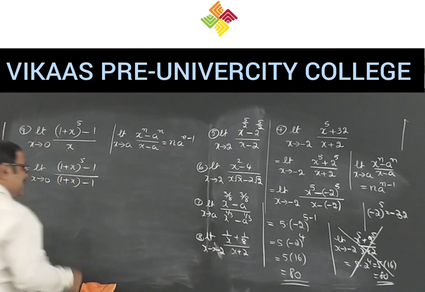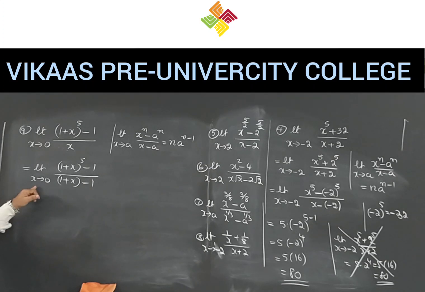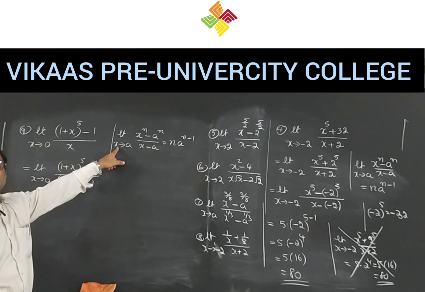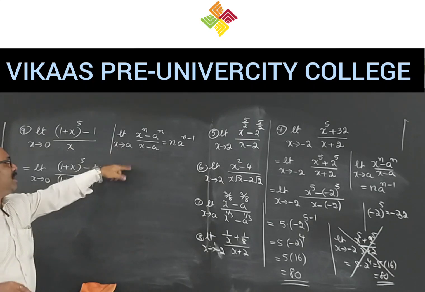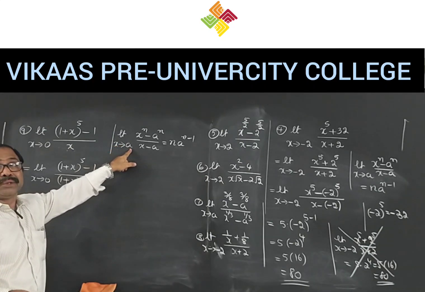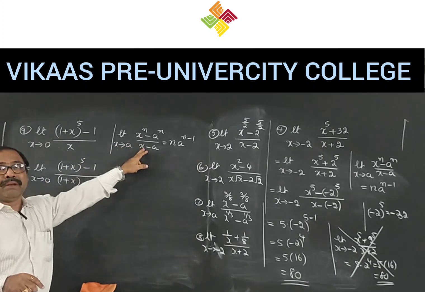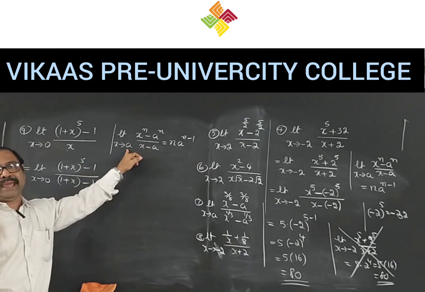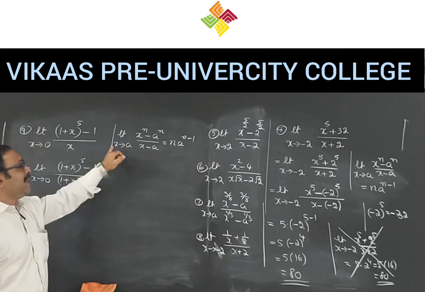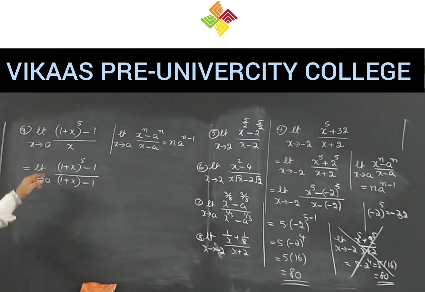Now once again, don't be in a hurry, don't go and apply that result hurriedly. You read this result. The limiting value is important. Observe the limiting value. What is the limiting value? Here x tending to 0. Therefore, remember this point. This result is applicable for x tending to a, but it is not applicable for x tending to 0. So you have to change the limit.